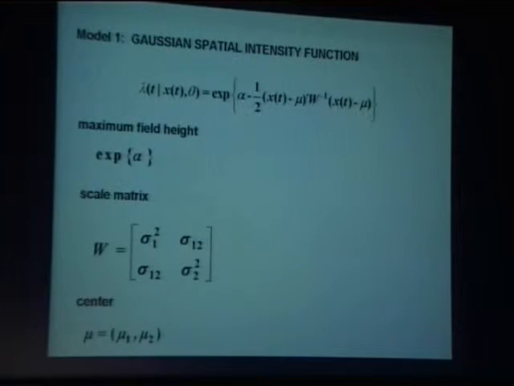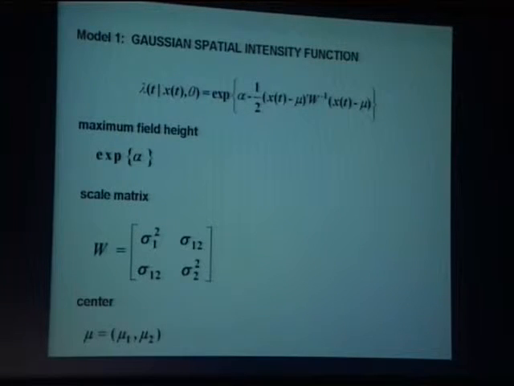So let me just illustrate that. I'm going to talk about the circular environment. So this is just to represent the field as kind of a Gaussian surface. And the reason we did this, you know, several years ago, was that people told us that place fields were Gaussian, so we just made a simple Gaussian model.